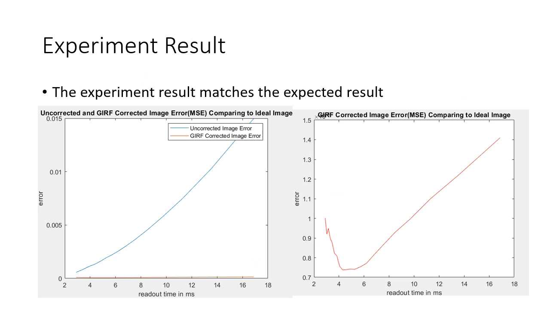This is the actual result that I got from the experiment. The maximum readout was set to 60 milliseconds. In the figure on the left, the blue line is the uncorrected image error profile, and the red line is the GIRF-corrected one. It matches my expected result. And on the right, I plotted the GIRF-corrected error profile individually. You can see that the error has the lowest value when the readout is between 4 and 6 milliseconds.